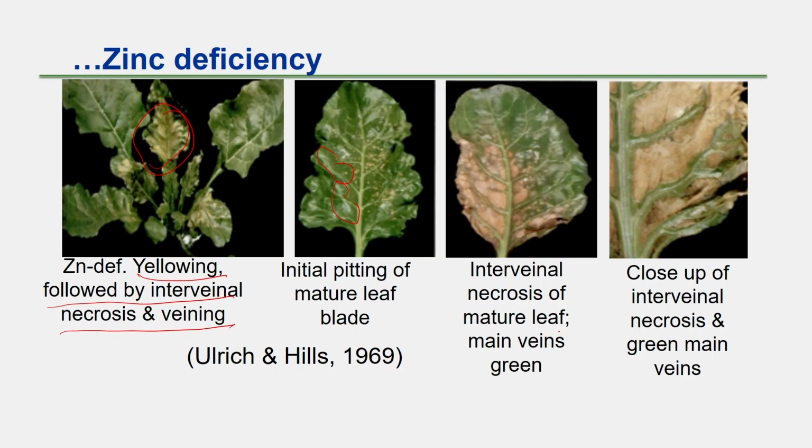Interveinal necrosis of mature leaves, main veins green here. You can see main vein is green and interveinal chlorosis is happening. Close up of interveinal necrosis and green main veins. You can see these are the typical symptoms of zinc deficiency in beet.